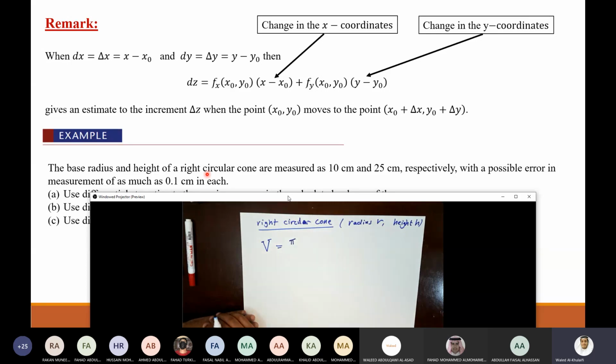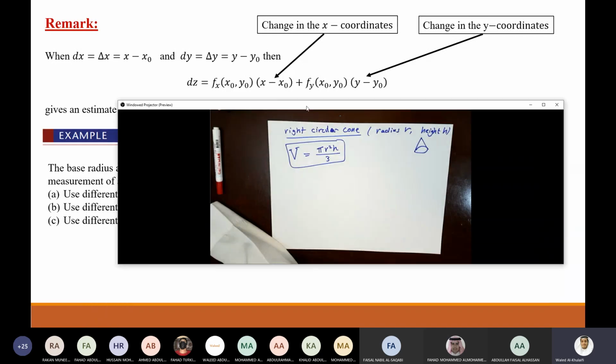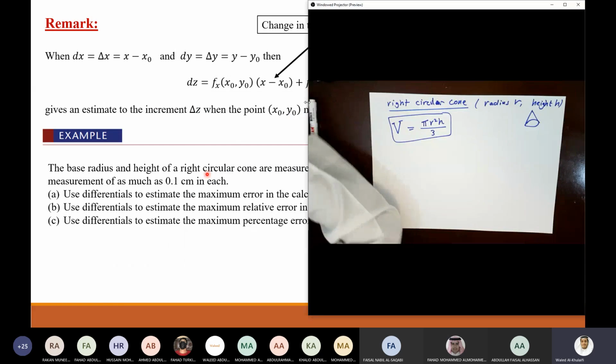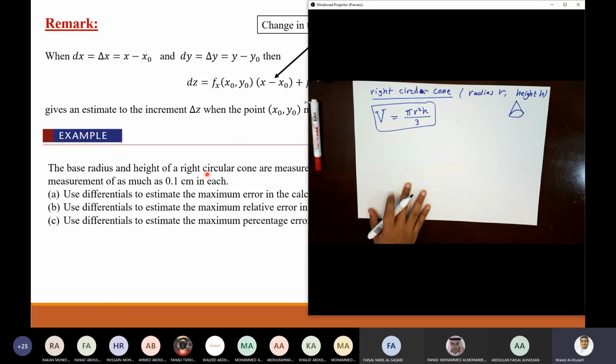Pi r squared h. Not half. Over 3. Over 3. So we have it this way. Okay, over 3. So this is the volume. Okay, guys. So we have it here.